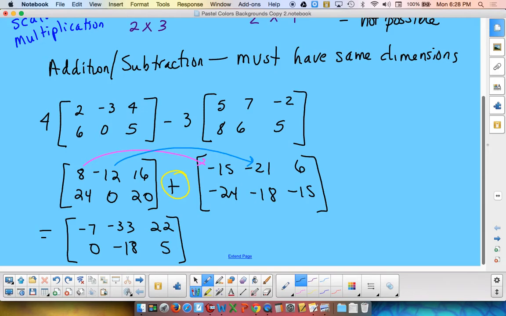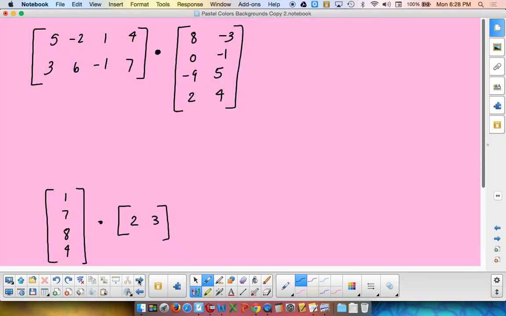So let's move to where it gets a little more exciting. Let's go multiply. Okay, now here's the question. With multiplication, do they still have to have the same dimensions? And the answer is absolutely not. Only if they were perfectly square, 2 by 2, 3 by 3, would multiplication even be possible.